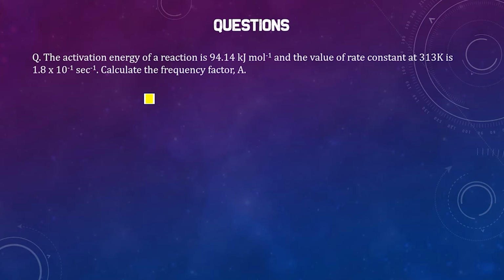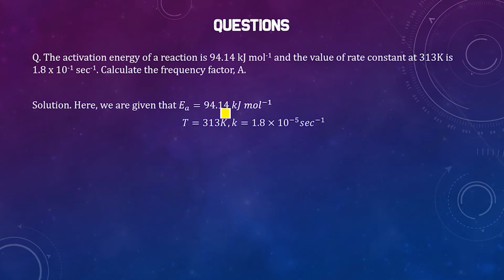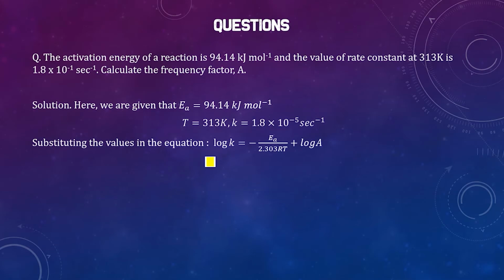Now the next question: the activation energy of a reaction is 94.14 kilojoule per mole, and the value of the rate constant at 313 Kelvin is given. You have to find the frequency factor. So log k is equal to log A minus EA upon 2.303 RT. That formula you have to use. EA is given, T is given, K is given. Now put the values in this equation. There is no problem at all.